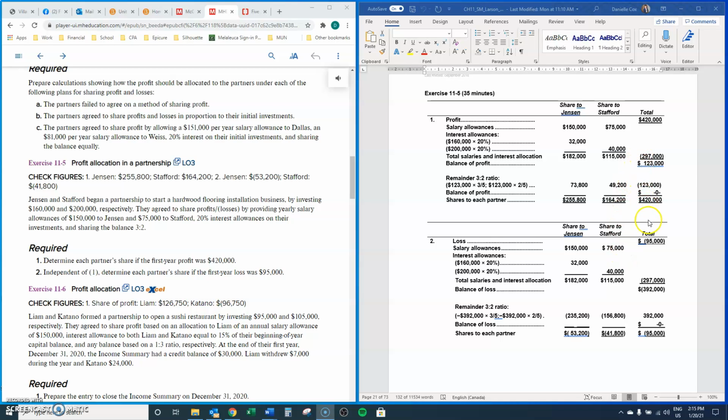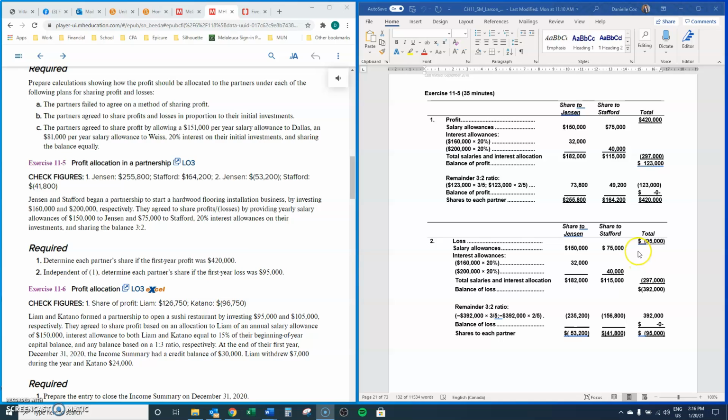Nothing is different. The only thing different is here we had a positive balance. We allocated out this much, which left us with remaining profit to allocate. Here we're starting with a negative number. After our allocations, we've just increased the loss. Now this loss then gets allocated out on a 3-to-2 ratio. So one partner, Jensen, gets 3/5 of the total loss, and Stafford gets 2/5 of the total loss. You still have to do these steps to figure out how much of the loss each person should get.